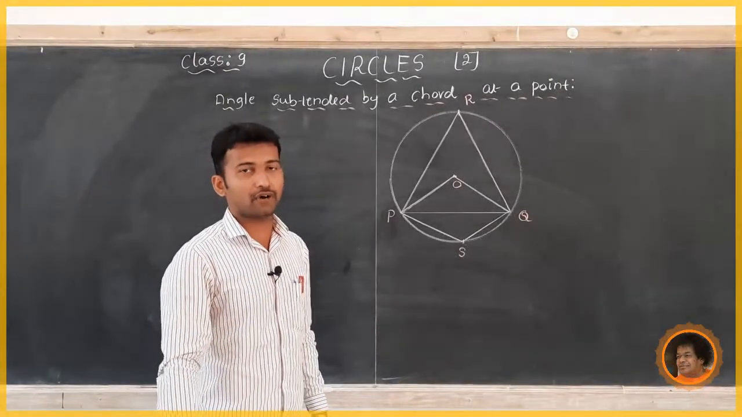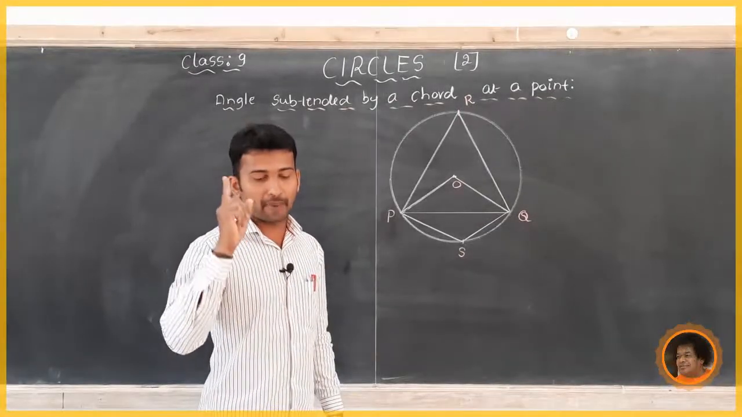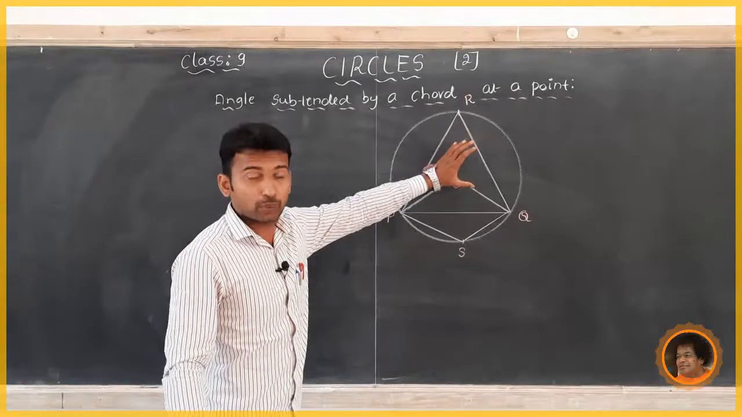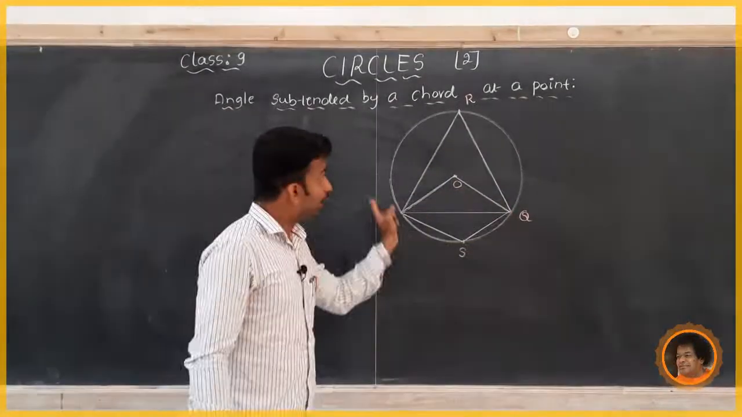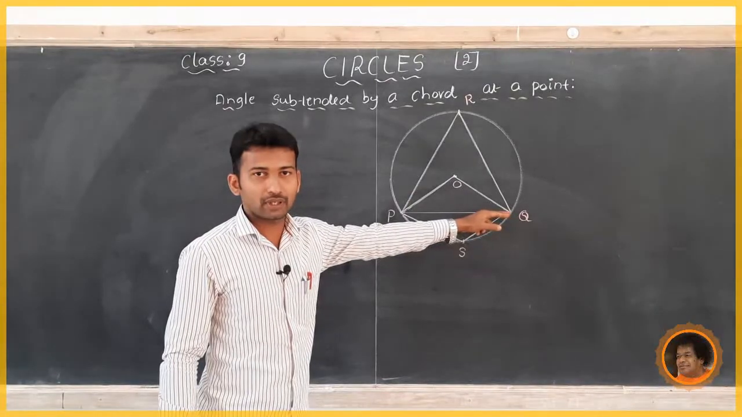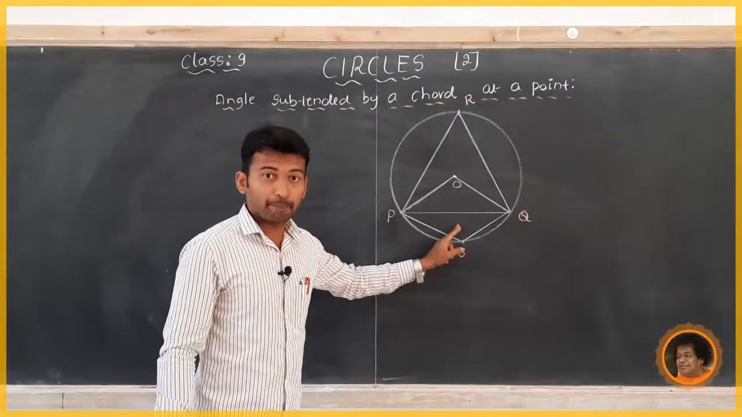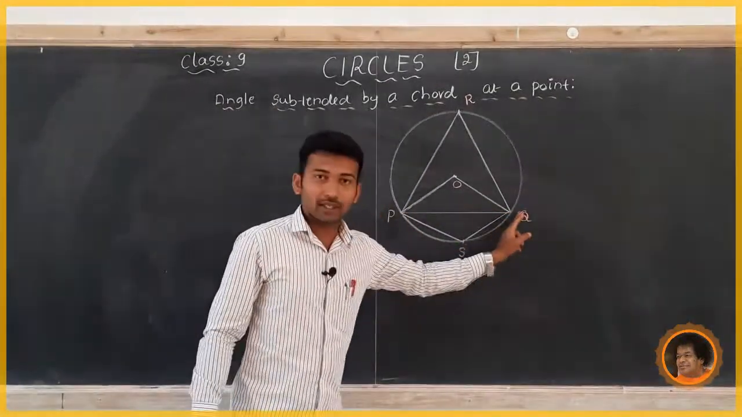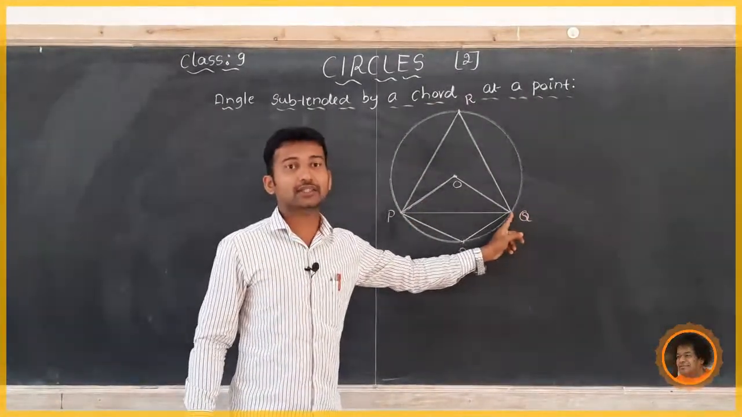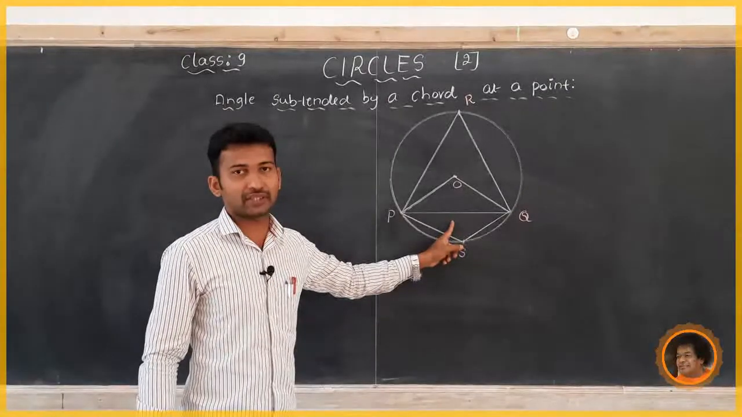You know the major segment and minor segment. What is the definition of major segment and minor segment? The region between the chord and the major arc is called the major segment. The region between chord PQ and the minor arc is called the minor segment.